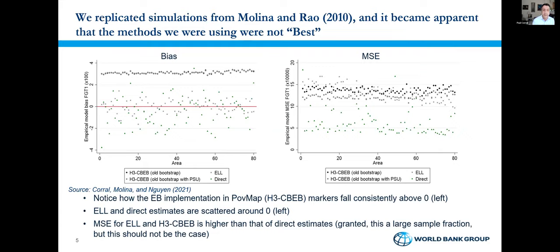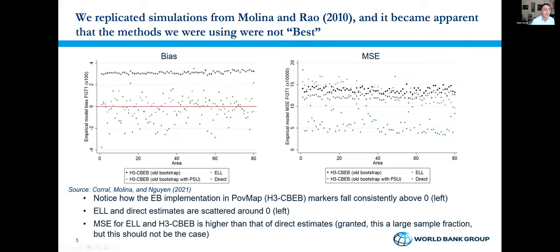Sometime after finalizing it, we noticed this, and it was very clear that something wasn't working properly, right? On the figure on the left, we can notice that the implemented EB approach in PovMap was yielding upward biased estimates. Then on the figure on the right, you can see that ELL and the PovMap EB implementation yielded noisier estimates than direct estimates, which completely defeats the purpose of small area estimation.